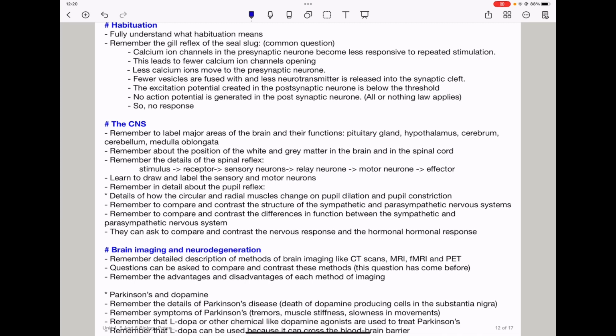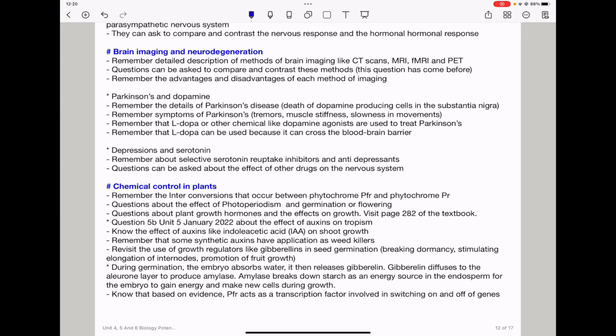Moving on to brain imaging and neurodegeneration, you need to remember the detailed description of methods of brain imaging like CT scans, MRI, functional MRI, and positron emission tomography. Questions can be asked to compare and contrast these methods, and this is a very common question. So you should remember the advantages and disadvantages of each method of imaging.